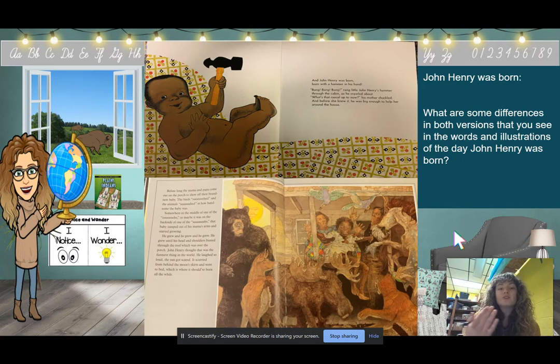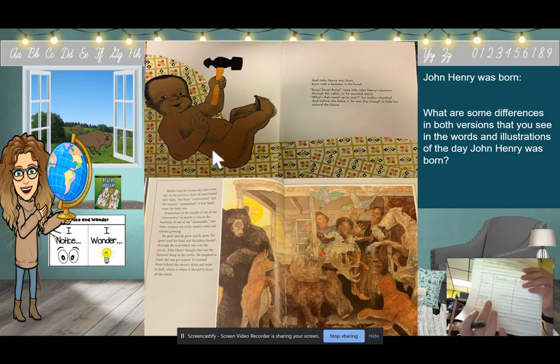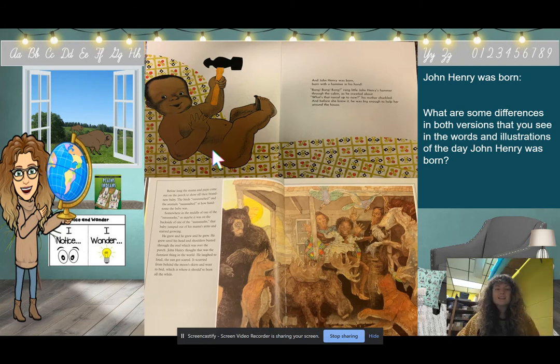All right, so we have looked at this top illustration. So let's go ahead and think about the illustrations that we see. So in the top illustration, I am on point number 2 right here. I'm going to write things that I see in the pictures that are different. So I'm going to write that he is born with a hammer in his hand. And I'm also going to write that he is by himself.